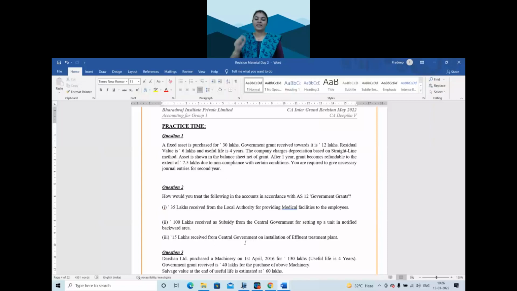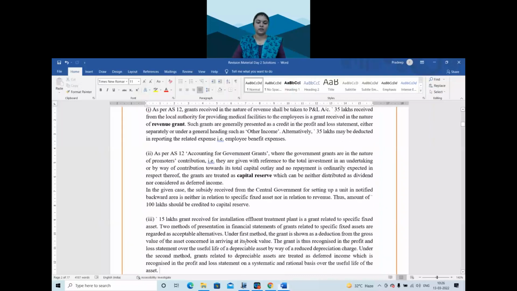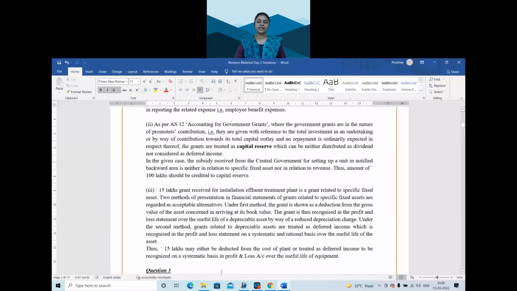When the grant is received towards a specified asset, we have two methods. Method 1, it can be adjusted with the cost of the asset. Method 2, it can be taken to deferred grant. We need to say that both the options are available for the entity. So let's see the answer. 15 lakhs received for installation of effluent treatment plant is a grant related to a specific asset.